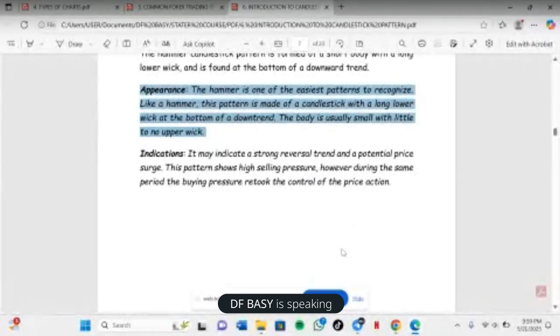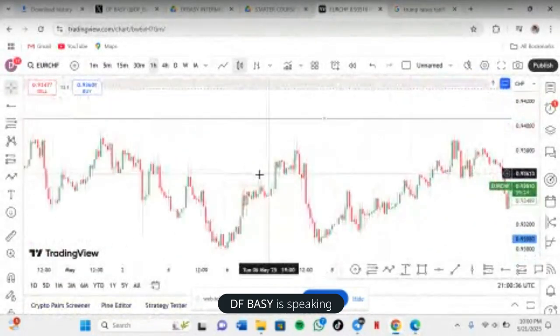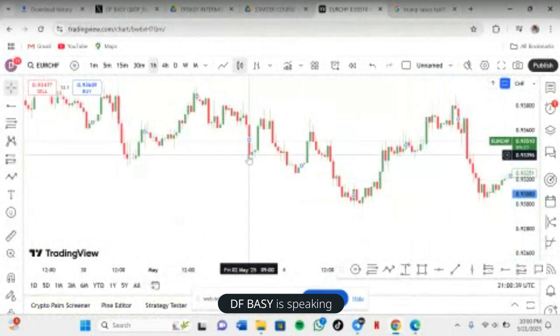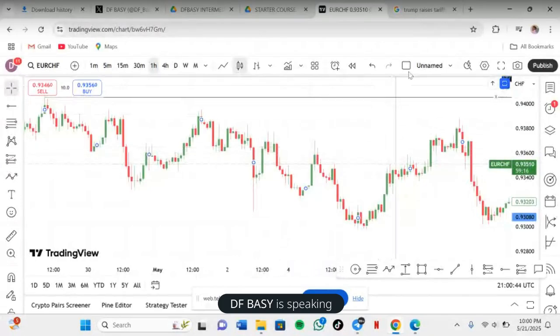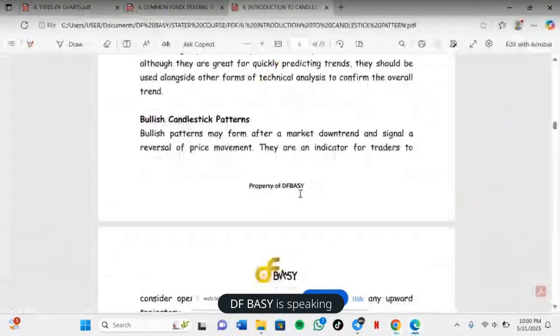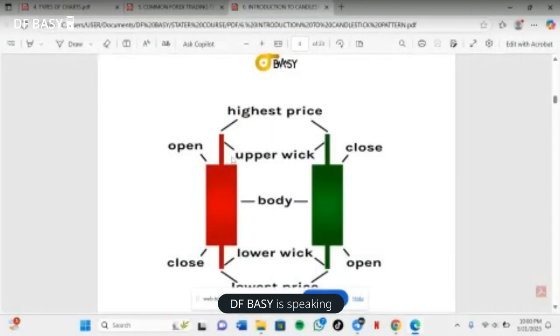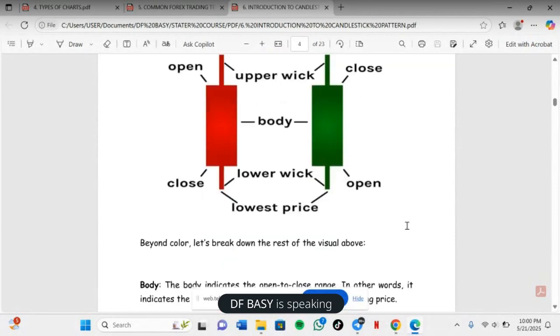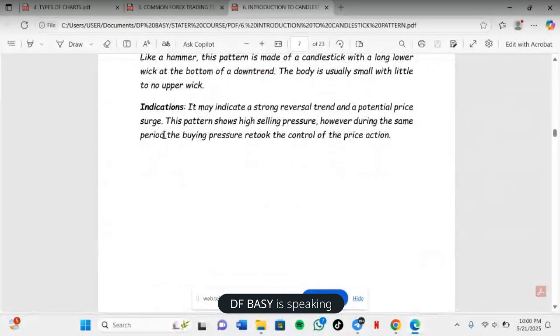So remember, what is a wick? This is what we call a wick. You see this long thing here, like a broomstick? That is a wick. All these are wicks. If you go to the course, I explained that. Yeah, this is a wick. When sellers push the market down and buyers start to push the market up, that creates this small wick here. That's a wick. So I wrote here that a hammer is formed by a wick and a small body. So what does a hammer indicate?